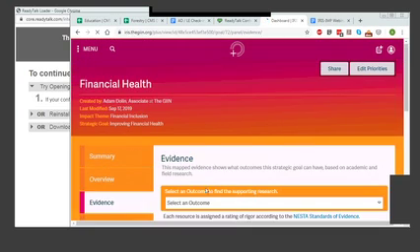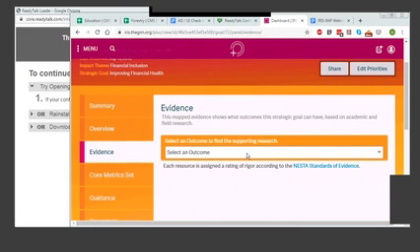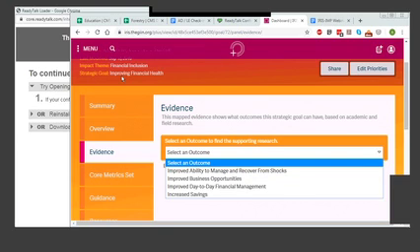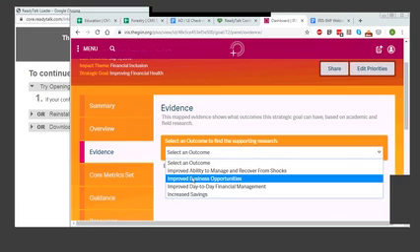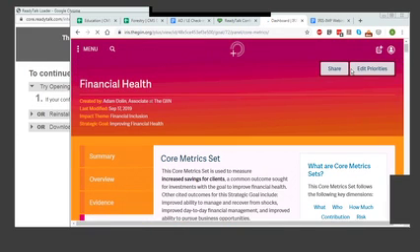We also have an evidence base in here. Here you can see the different studies that back the connection between the strategy that we're talking about, which is improving financial health, with different specific outcomes. Just by clicking on one of them, you'll see all the different studies that prove that connection, and then you'll see the rigor of the study on the right-hand side with those stars, which are along the NESTA standards of evidence. But what I wanted to show you also is what the core metric set says.